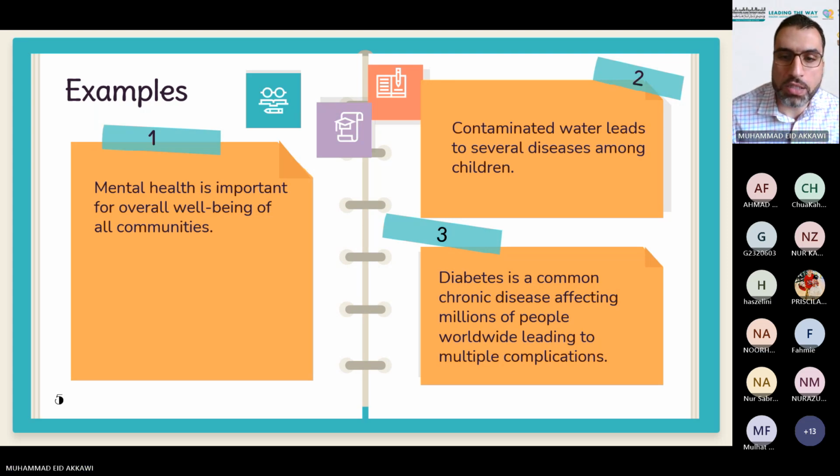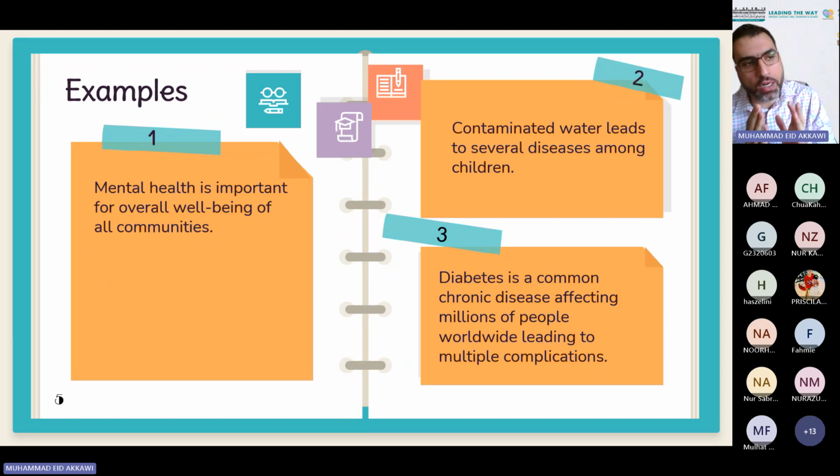Last one, diabetes. DM is a common chronic disease affecting millions of people worldwide, leading to multiple complications. The same also, if we say that the problem statement should be like a compass that guides you about the angle you are going to see the problem or the research. In this one also, we all agree that diabetes is a common chronic disease affecting millions of people worldwide, and this leads to multiple comorbidities. So, our complications.